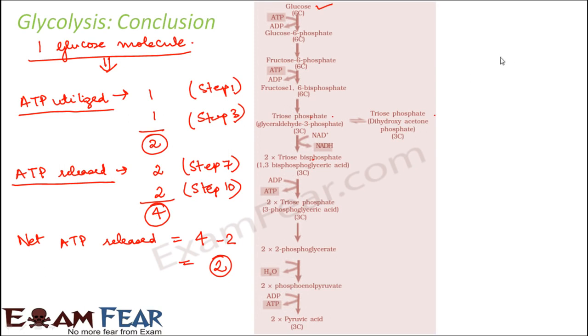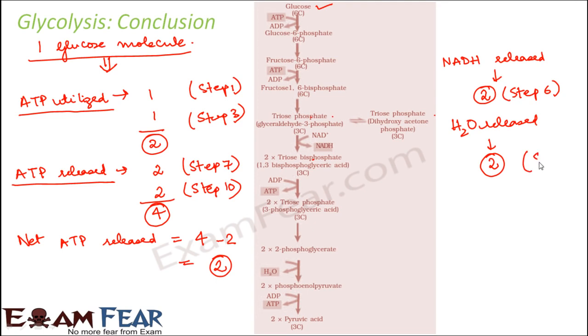But other than ATP, a few other things were also formed. For example, NADH released. So how many NADH were released? 2 NADH were released in step number 6. Again, water was also released during the process of hydrolysis in this step. So how many H2O were released? 2 molecules of H2O were released, and that happened in step 9.